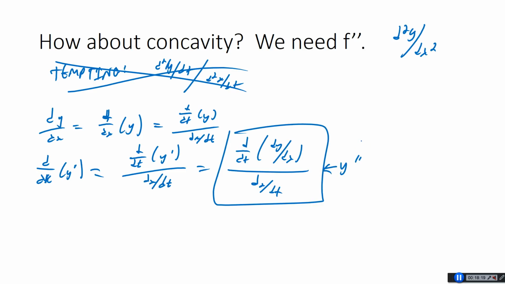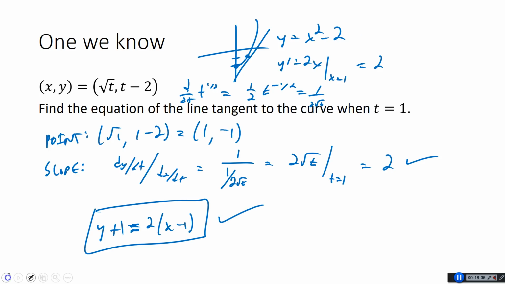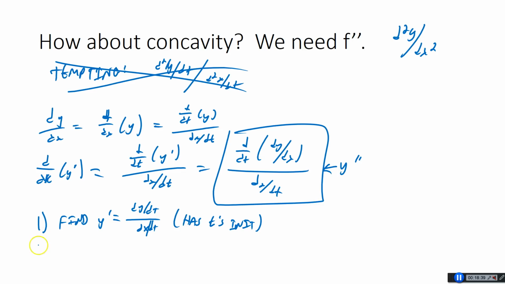So here are the steps for doing this. First, find the first derivative, y prime, which we know is dy/dt over dx/dt. This will have t's in it. For our last problem, it was 2 root t. The next thing you do is differentiate y prime, our 2 root t from before, or whatever it is, with respect to time.